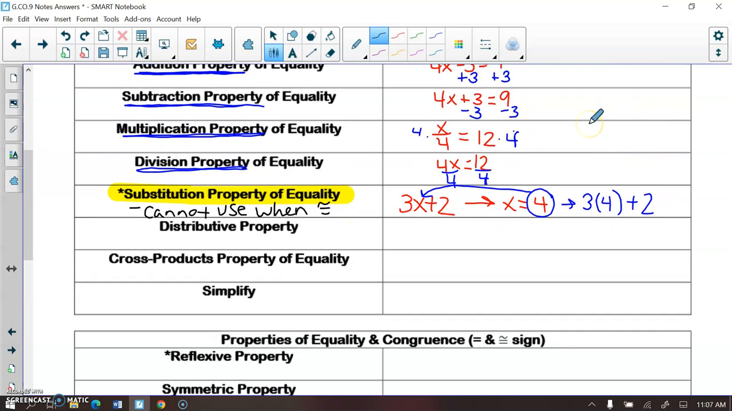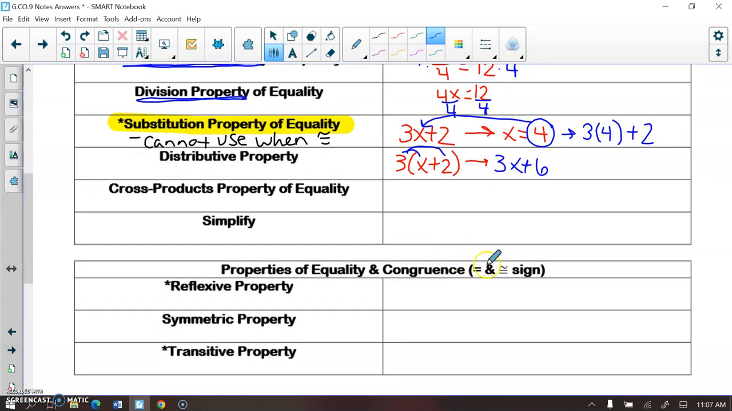The distributive property, it's not one that we're going to use a lot when we're dealing with geometric proofs, but we may see something like that. The distributive property, remember, is when you have a number outside of parentheses, and what you need to do is distribute that number into the parentheses to make a 3x plus a 6. What we just did there was we used the distributive property.